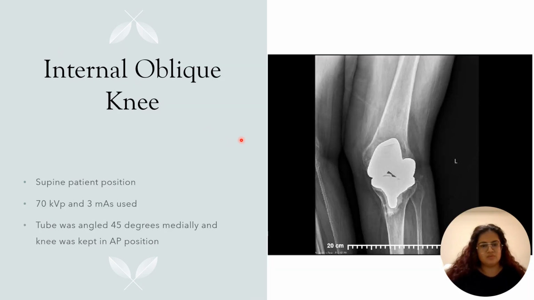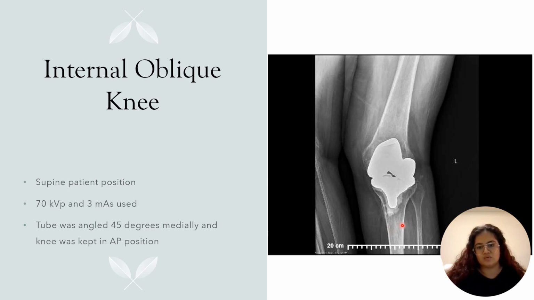For the internal oblique, the patient again was supine, so we could not get her to rotate in any direction. What we had to do was angle the tube 45 degrees medially and have the tube compensate for her lack of rotation. The knee was kept in the AP position, and the technical factors used were 70 kVp and 3 mAs. Here the fracture is right here, but it is not as visible, but this was part of the exam that they ordered, so it was done regardless.